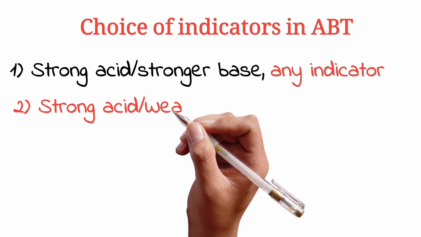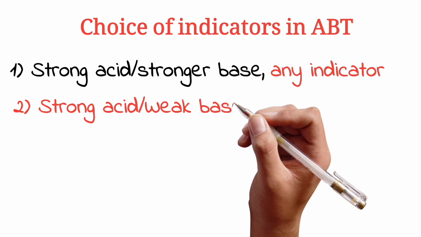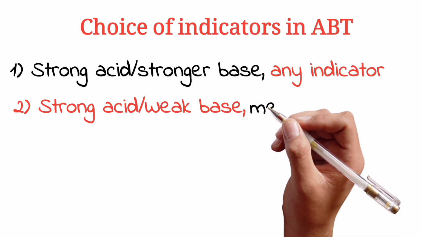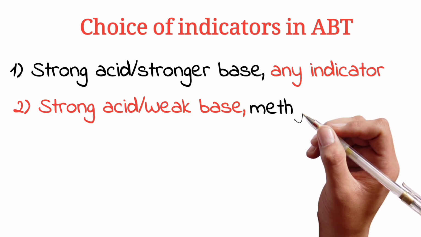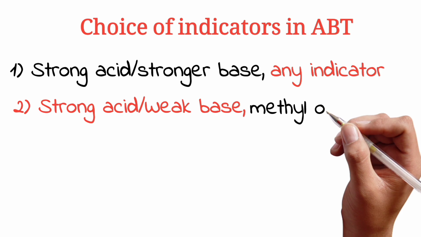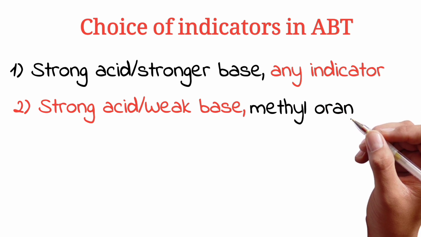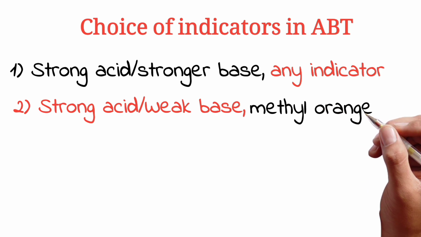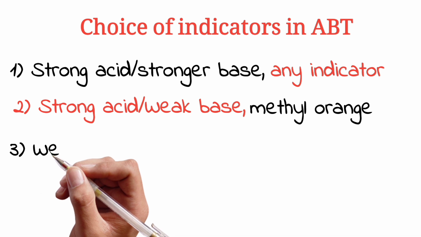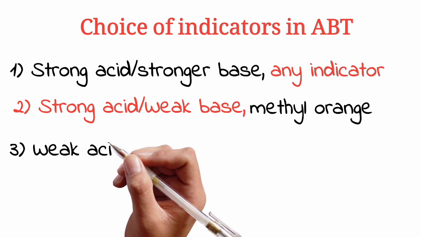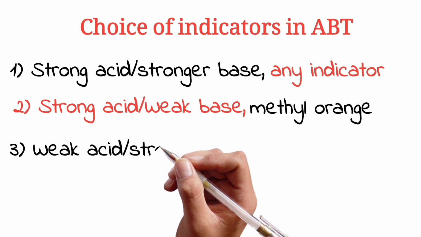The second one is a strong acid and a weak base. Which type of indicator can we use? The best or suitable indicator for this type of titration is methyl orange. Strong acid like nitric acid, sulfuric acid, and a weak base like sodium carbonate.